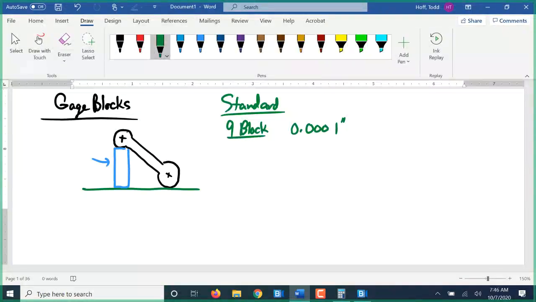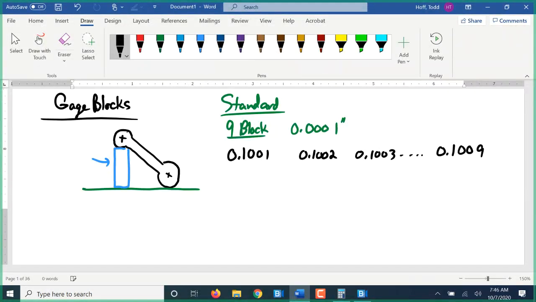So what we do in this series to make it work is we have 1/10 of an inch plus the 1/10,000. So I have 100 thousandths plus a tenth, 100 thousandths plus 2/10, and down the line, all the way up to 100 thousandths plus 9/10, like that.